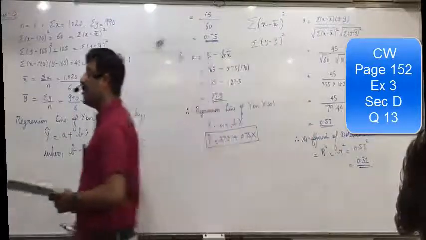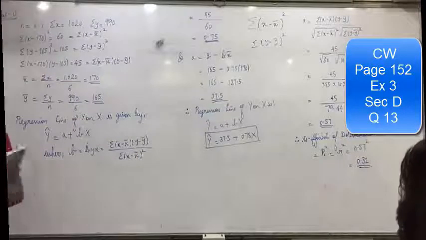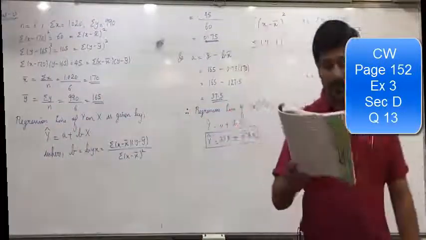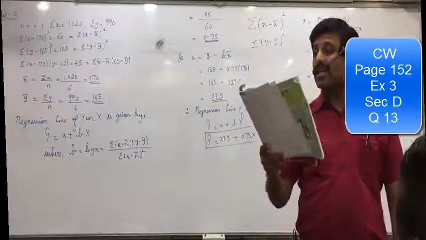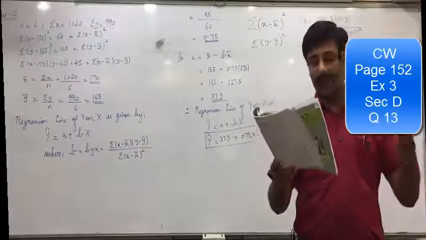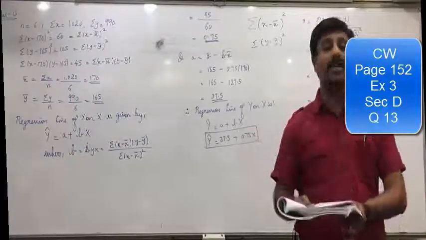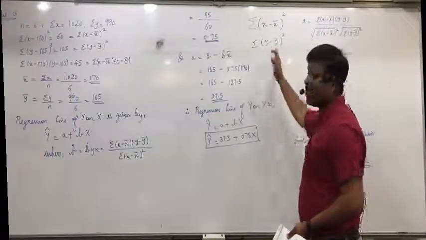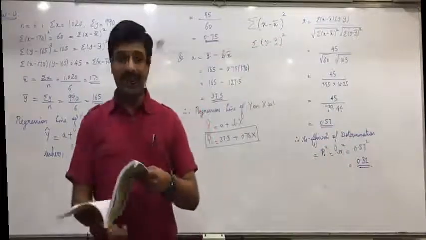So what is 130? Sigma X minus X bar whole square. And what is 145? Sigma Y minus Y bar whole square. And the sum of the product of deviations taken from mean, what is that? Sigma X minus X bar into Y minus Y bar. Obtain the regression line of Y. Only the regression line is asked. Y minus Y bar whole square is of no use in this question. Understood that? So two questions, start solving on your own.